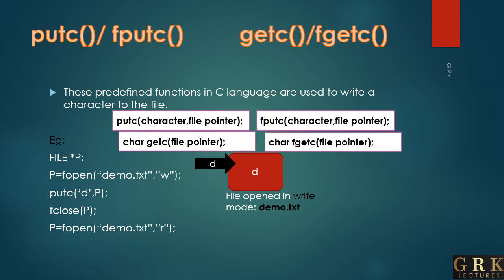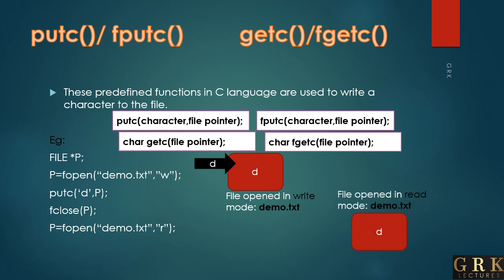Just observe that when we are writing, I open in write mode, and when we are trying to read, I am opening in read mode. That's why I am using only r, and the remaining is the same. If it is opened in write mode, we have to use w. When we are opening in read mode, we have to write r. Once it is open in read mode, I am trying to read the character d, which has already been stored in the file demo.txt.